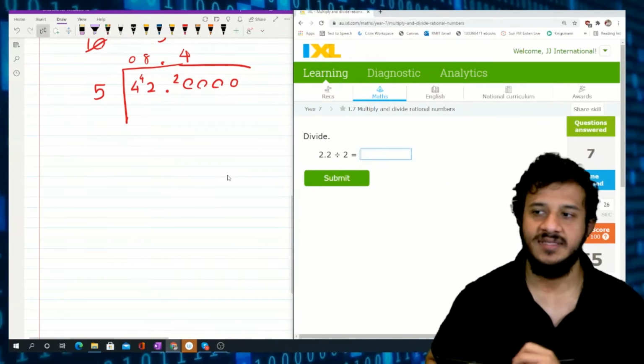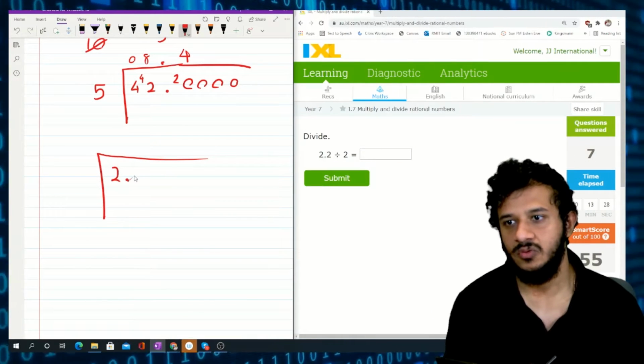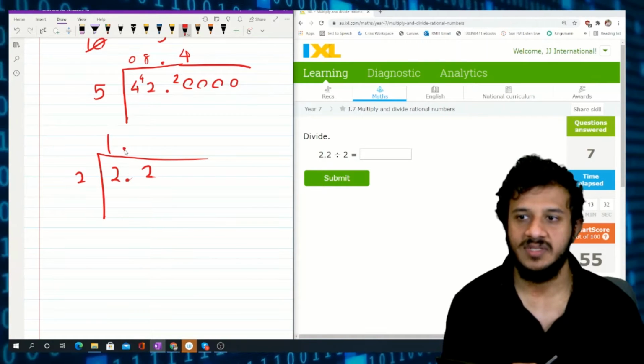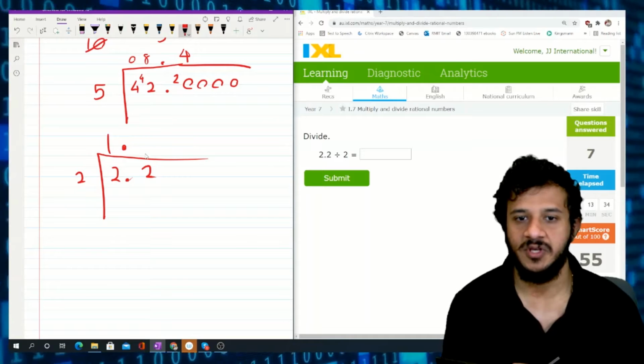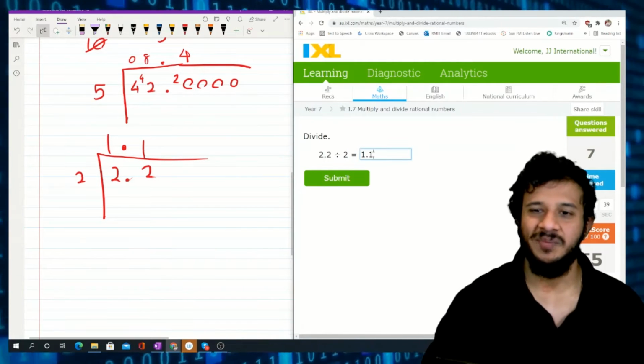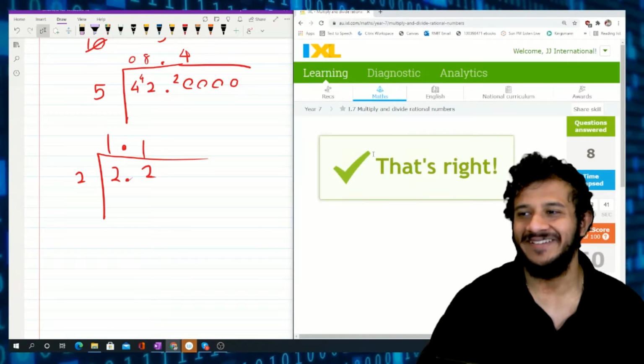Now that's easy. 2.2 divided by 2. How many 2s can go into 2? 1. Passing the decimal point comes out. How many 2s can go into 2? 1. That's it. 1.1. Or even you can do it from your brain, mental maths.